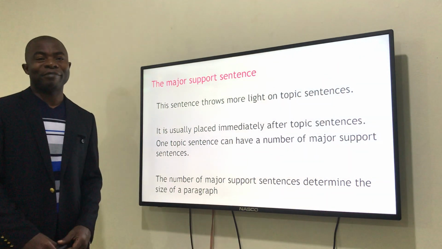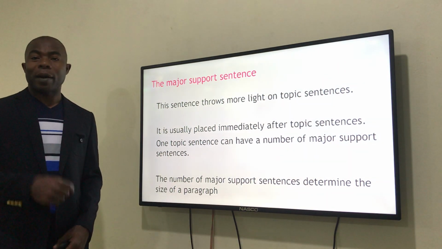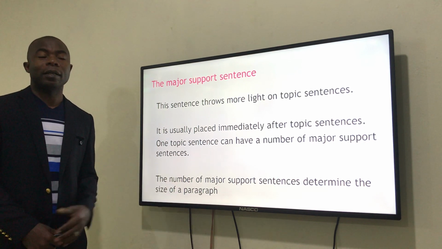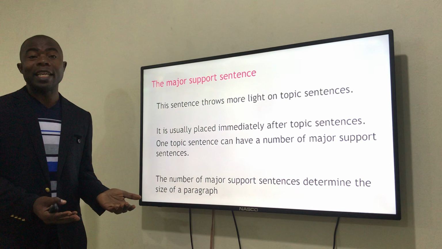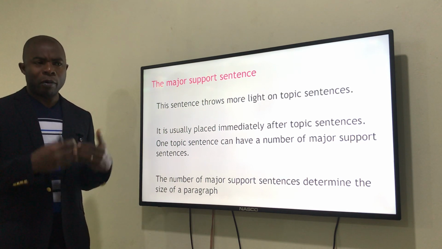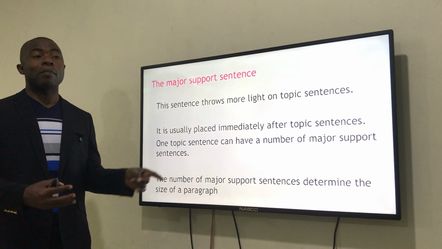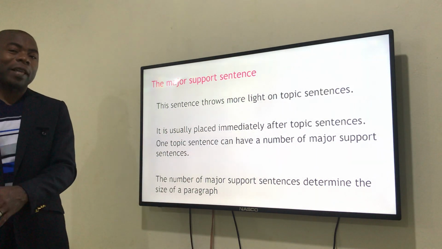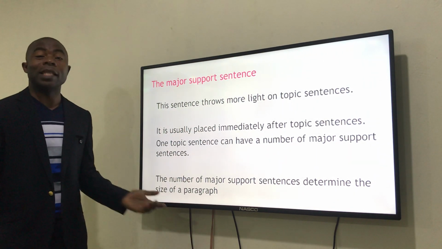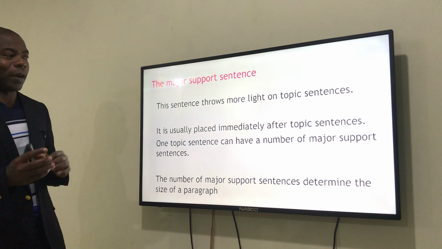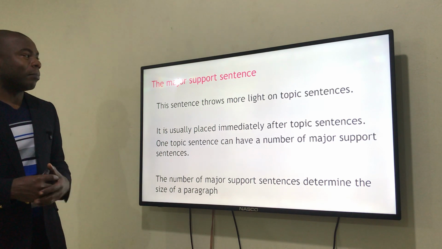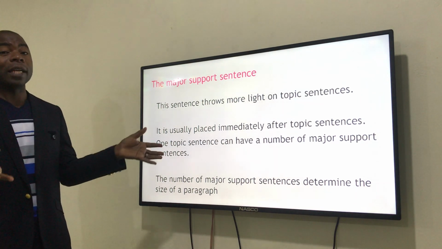If there are many, the paragraph is likely to be very big. If there's just one, the paragraph is likely to be lean. Of course, it's possible to have a single major support whose paragraph is bigger than another paragraph that has more than one major support. And there's no hard and fast rule about that. But usually, the number of major support sentences determines the size of the paragraph.